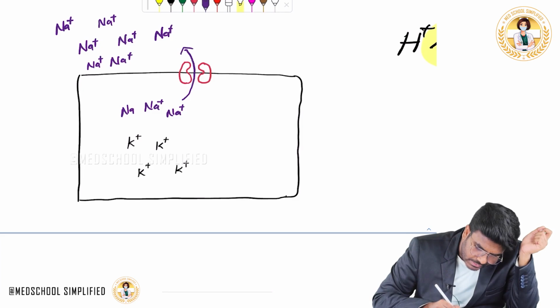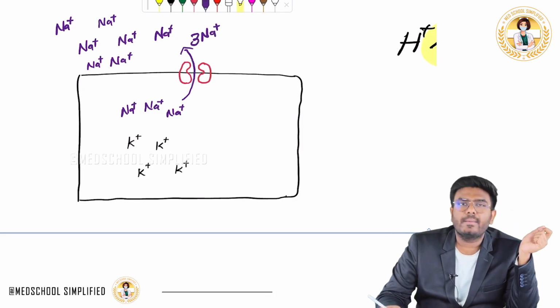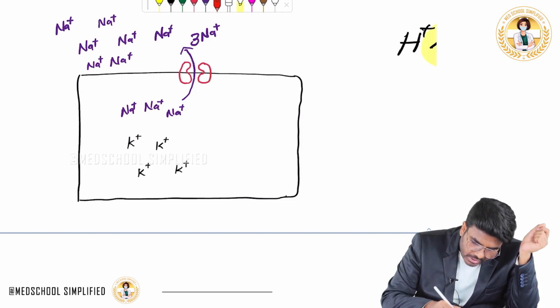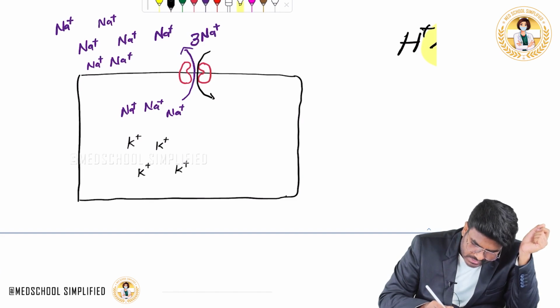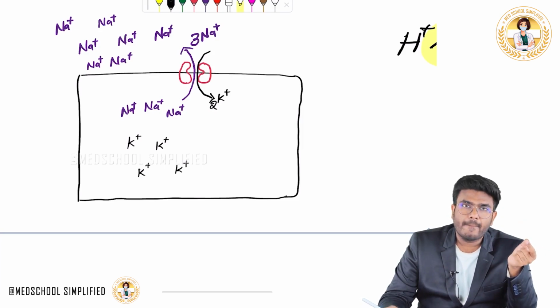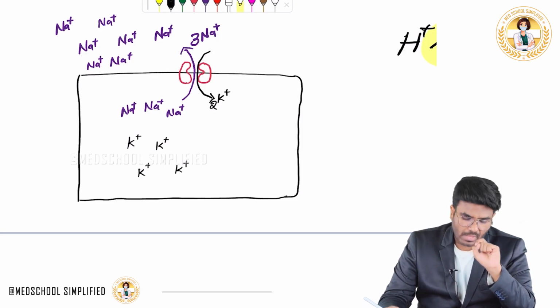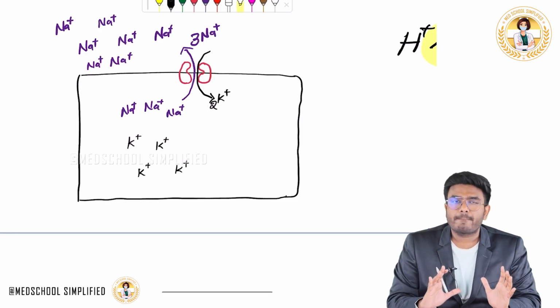It will take 3 sodium ions out of the cell, and the same transporter will bring 2 potassium ions into the cell. 2 potassium are coming into the cell in exchange for 3 sodium. But the problem here is what? Already outside the cell there is more sodium. More and more sodium is there outside the cell.